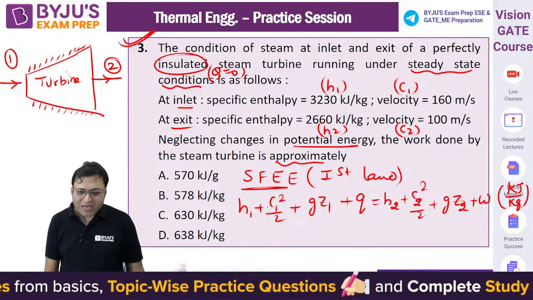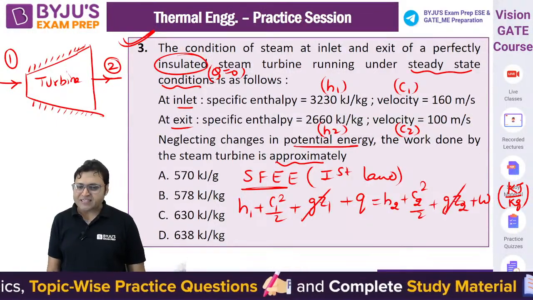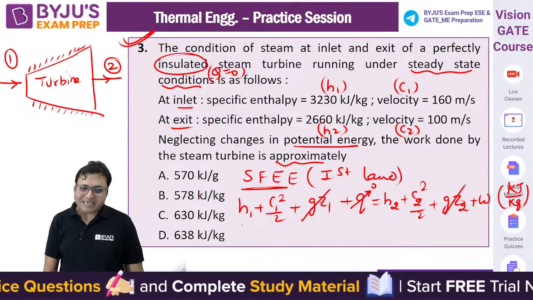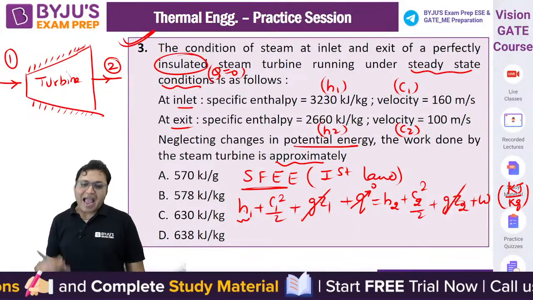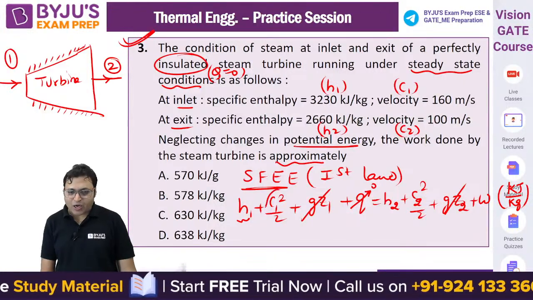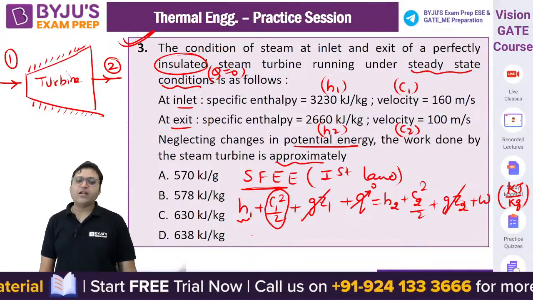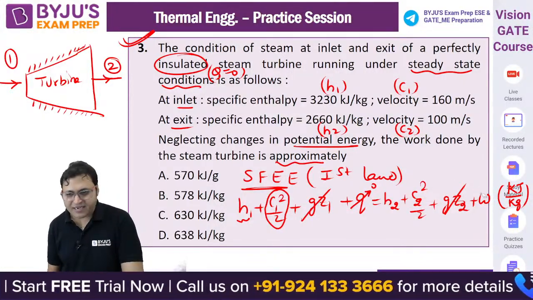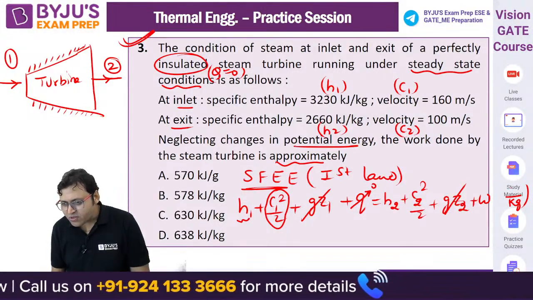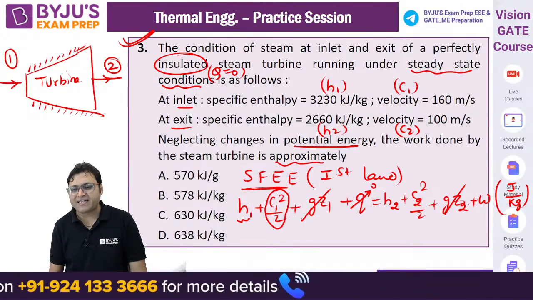Whenever the potential energy change is negligible, Q is equal to 0. Whenever you have velocity along with H, either put H in terms of joule per kg, or convert this into kilojoule per kg. So let me write it as joule per kg. As I said, try to use all the given parameters in their SI unit.